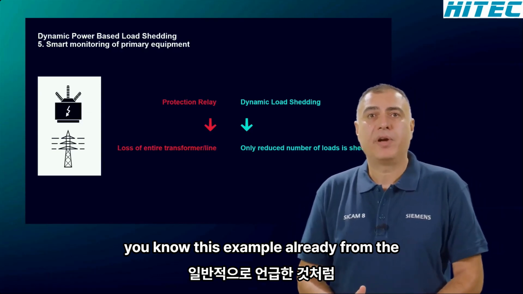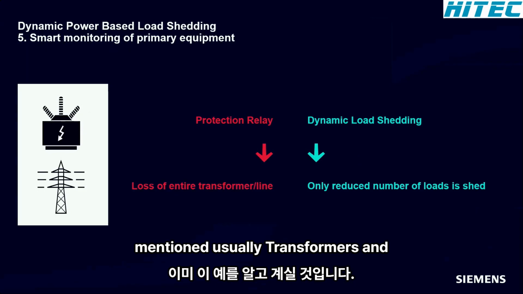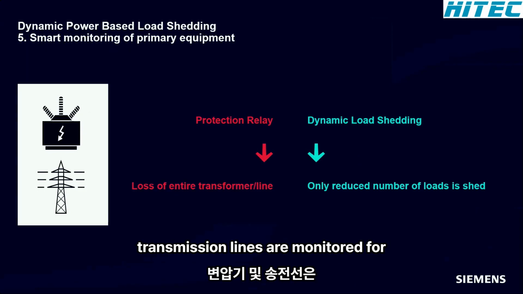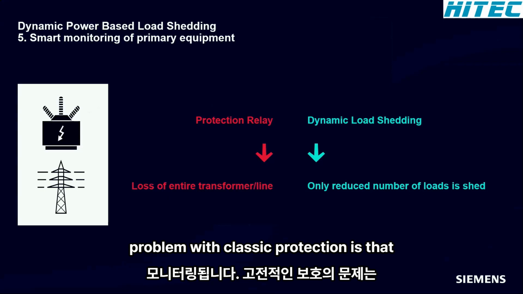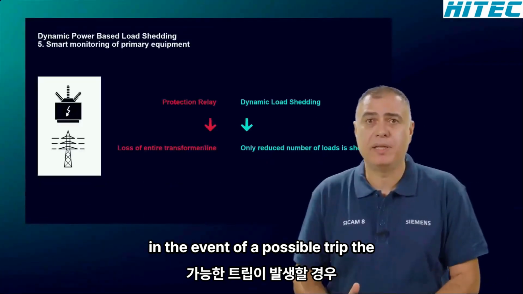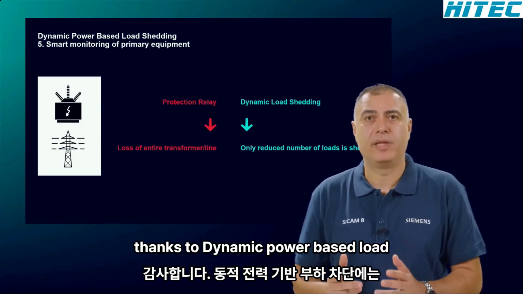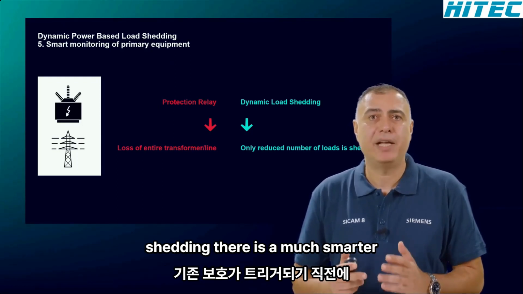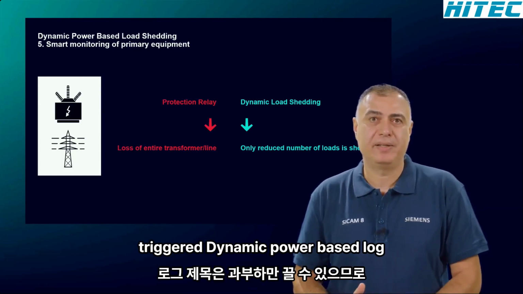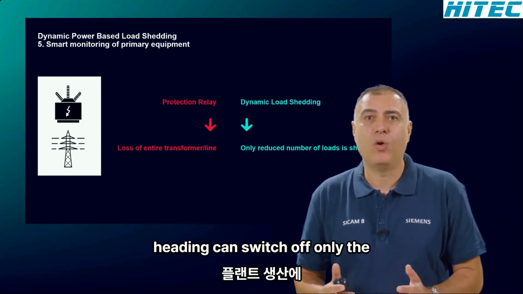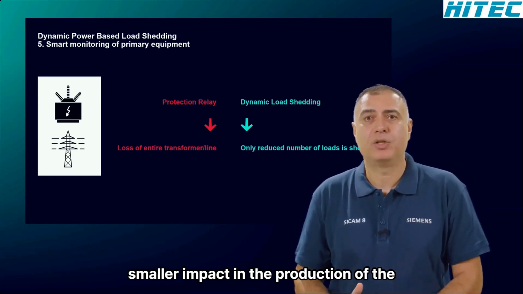You know this example already from the first section of our presentation. As mentioned, usually transformers and transmission lines are monitored for overcurrents and temperature. The problem with classic protection is that in the event of a possible trip, the entire transformer or line is switched off. Thanks to dynamic power-based load shedding, there is a much smarter solution. Shortly before the classic protection is triggered, dynamic power-based load shedding can switch off only the overloaded loads, which means that there is smaller impact in the production of the plant.